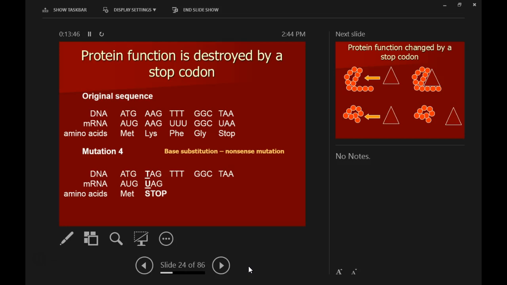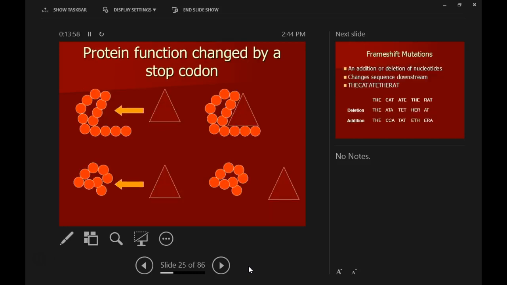So this one would be classified as a base substitution nonsense mutation. And obviously, this is going to have a big influence on the resulting protein. You're going to get a protein that's going to be much, much shorter. And oftentimes, short proteins are going to be less complicated. We're going to lose active sites and receptor sites and all kinds of important things. So we end up with, oftentimes, proteins that don't function right because of a nonsense mutation.